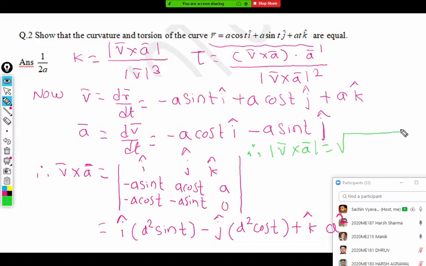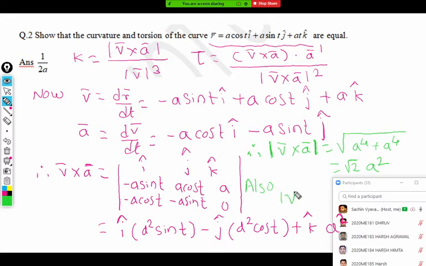So what will be the answer? First of all, this is a raised to 4 times sin square t plus cos square t, which becomes only a raised to 4, and again a raised to 4. So we get 2a raised to 4, so root 2 a square. Root 2 a square is the magnitude of V cross A. Any doubt here to get the magnitude of V cross A? Do it on paper and you will get that answer.